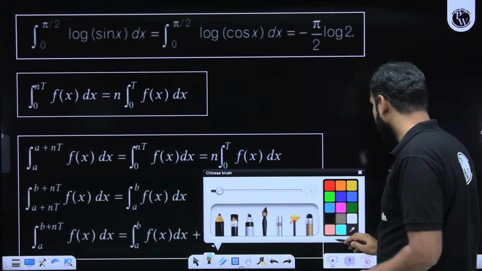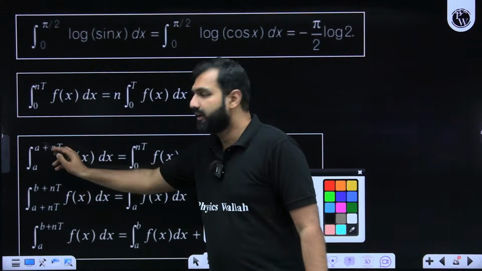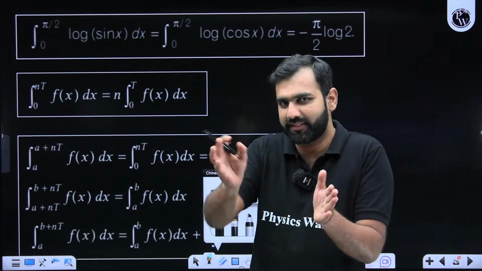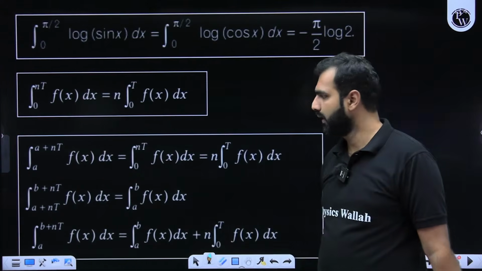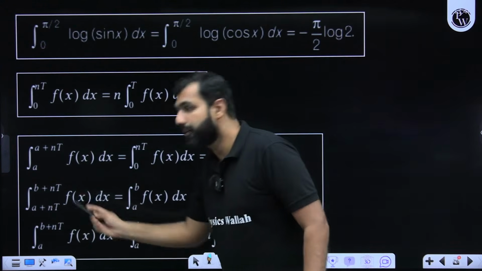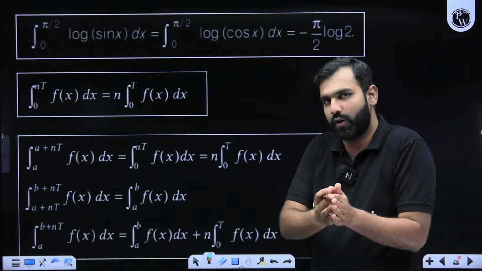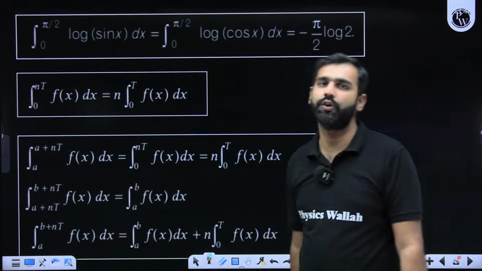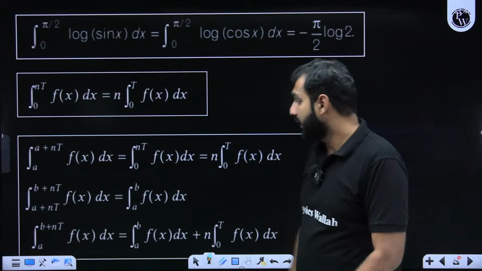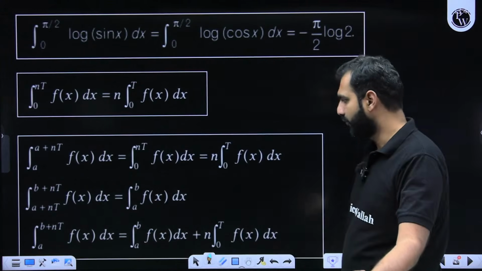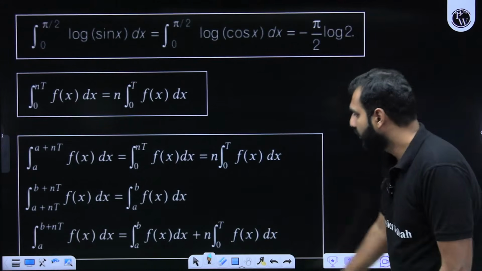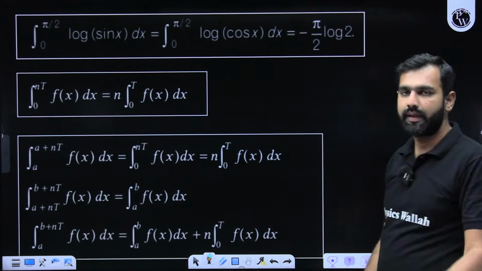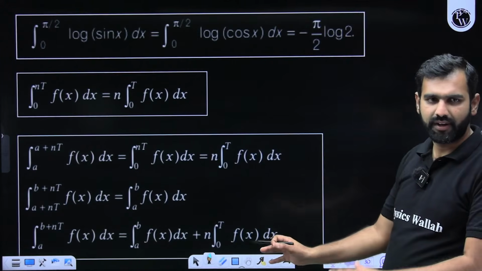From here, let's say a to a plus nT. Again cyclicity has come into the picture. So you simply write it as 0 to nT. Let's say a plus nT to b plus nT. This nT extension will not come into the picture, you can write it as a to b. Similarly, a to b plus nT. For that, first take it from a to b, and then from 0 to T, n times of it. These are some standard conclusions.